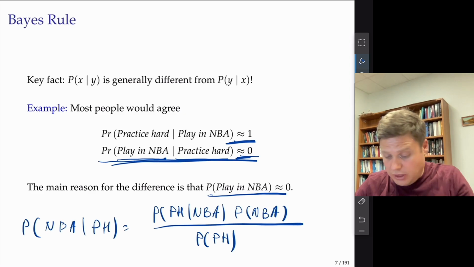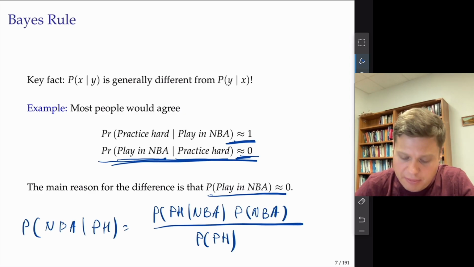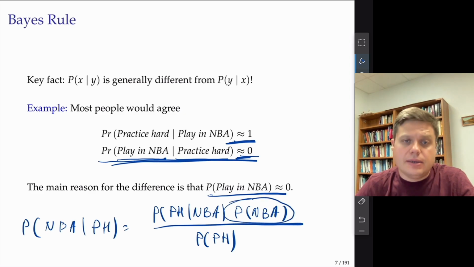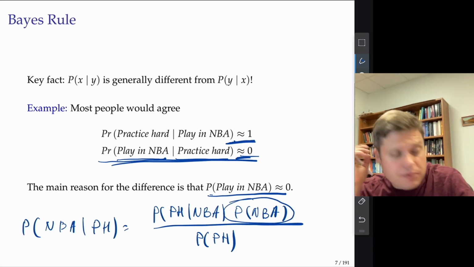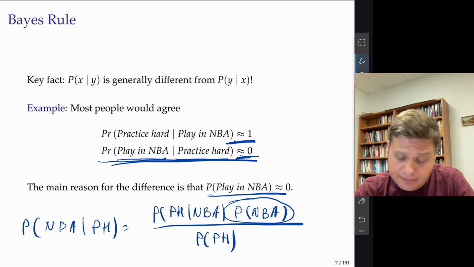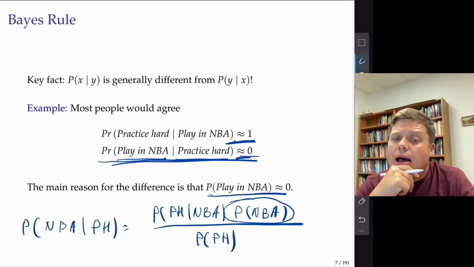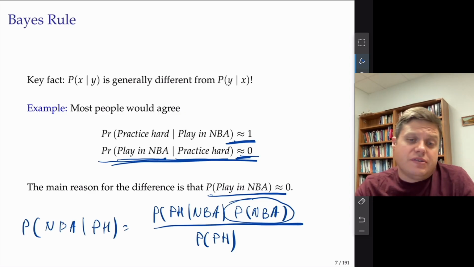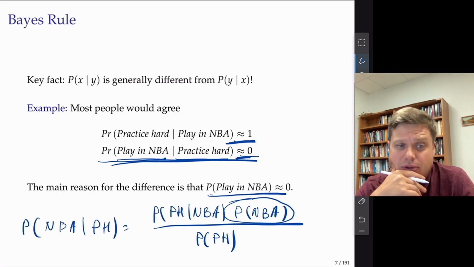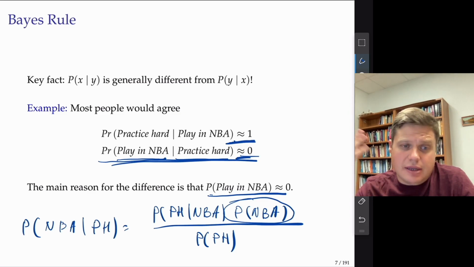So what does this probability of playing in the NBA mean? What is the prior? It basically means that if you randomly pick people on the street and ask each person, are you playing in the NBA? Most of the time you'll hear no. So I can probably make a guess.